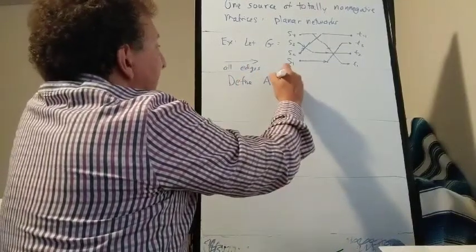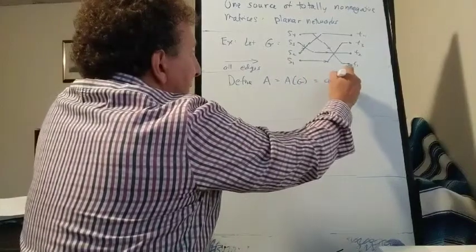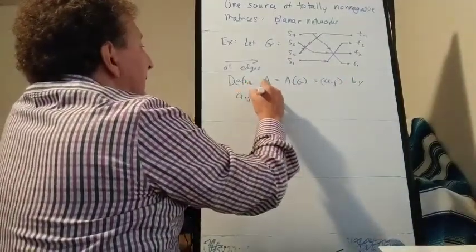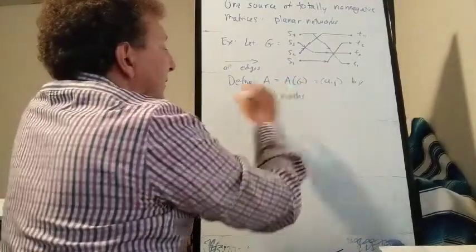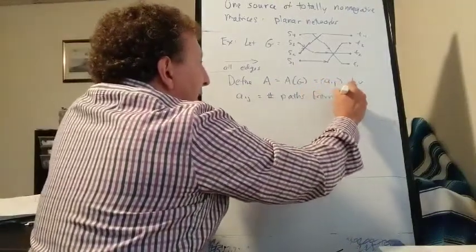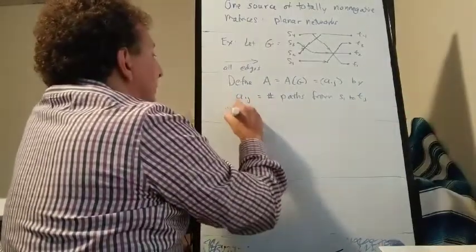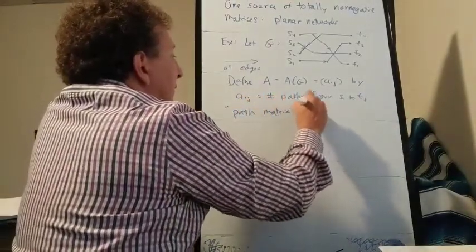Let me define a matrix A, which depends on the graph G, by A_ij equals the number of paths. These are directed paths, we have to go with the arrows, from Si to Tj. This is called the path matrix of G.